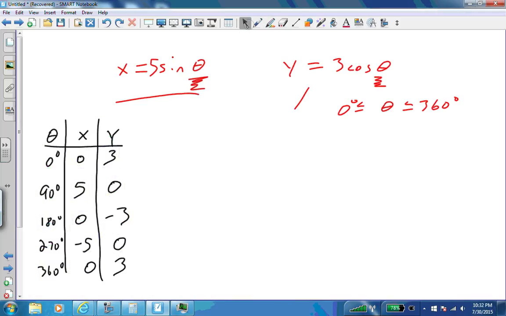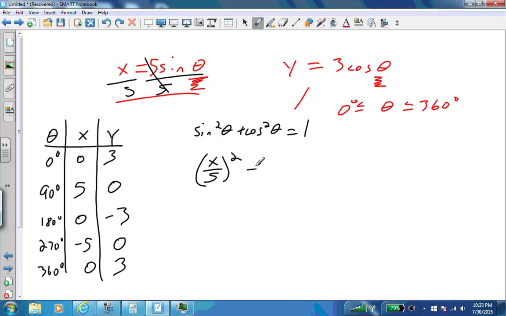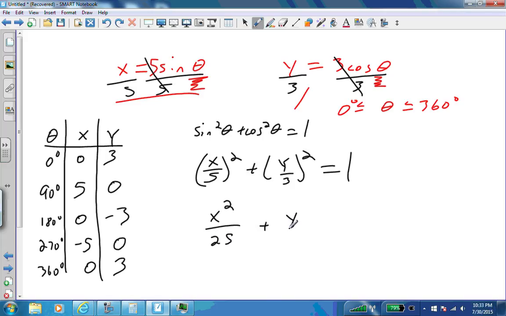One thing that we know is that sine squared plus cosine squared is always equal to 1. That's the Pythagorean identity. So if we solve this for sine, sine is x over 5, so if we take that and square it, if we solve this for cosine, cosine is y over 3, square that, that equals 1. So we get x squared over 25 plus y squared over 9 equals 1.